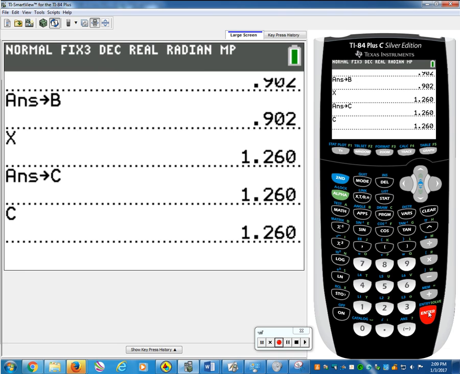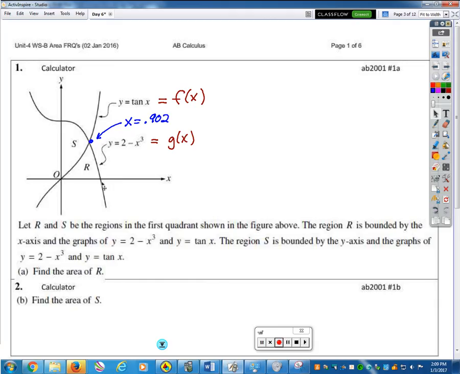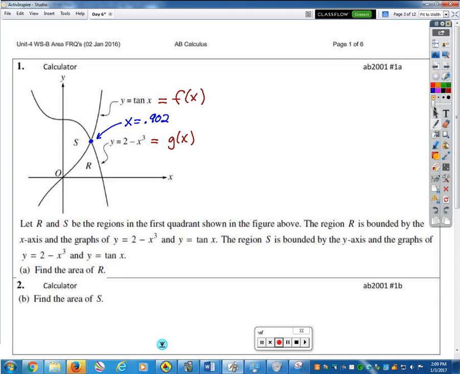So back here on the homework sheet then, all I have to do is label that one. So make sure you write it down for the grader. Label this point. This point has an X coordinate that is equal to 1.260, always three decimals, and we have stored it in C.